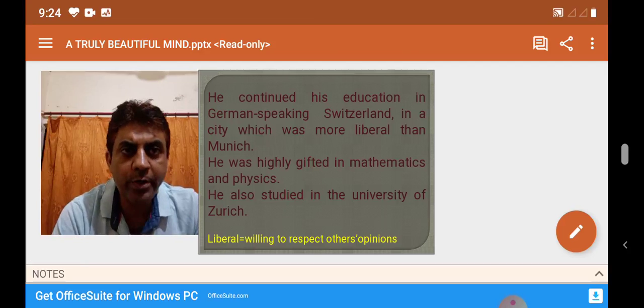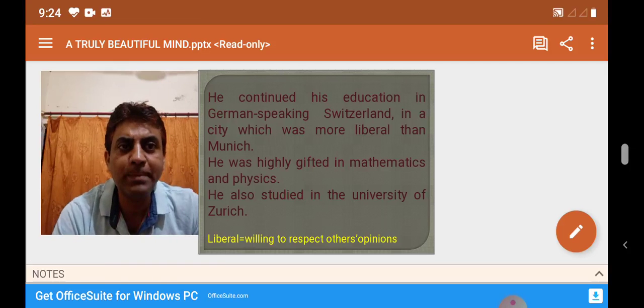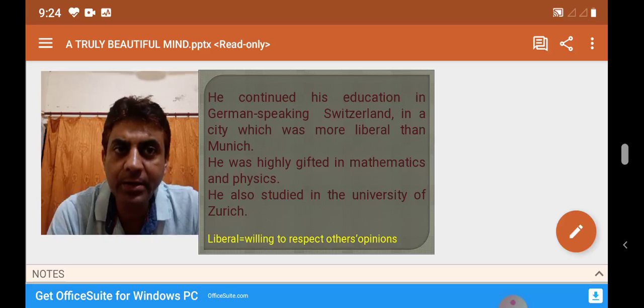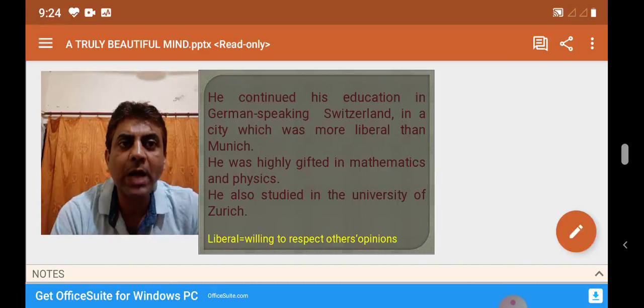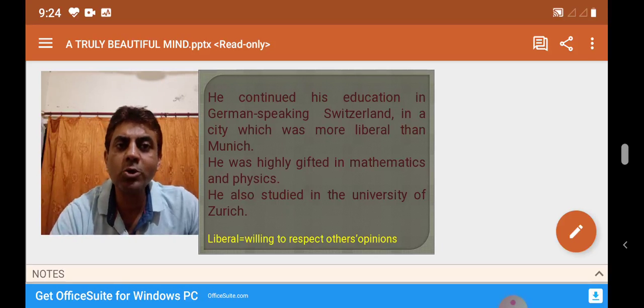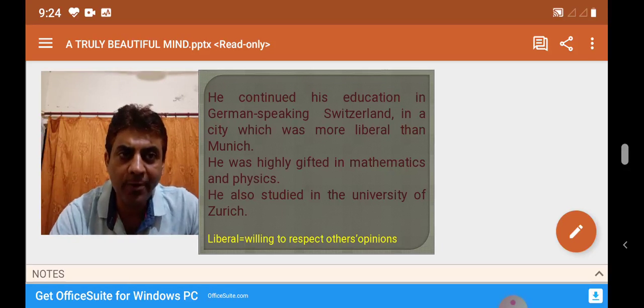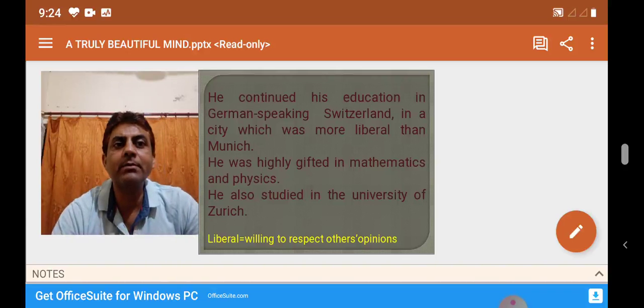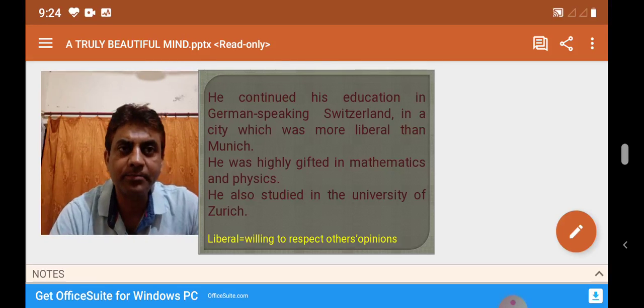He continued his education in German speaking Switzerland, in a city which was more liberal than Munich. He was highly gifted in mathematics and physics. He also studied in the University of Zurich. Liberal means willing to respect others' opinions.